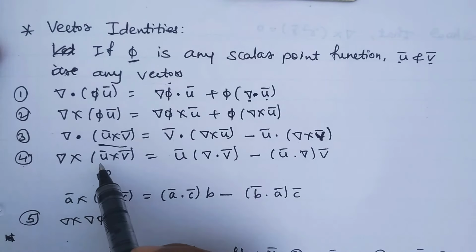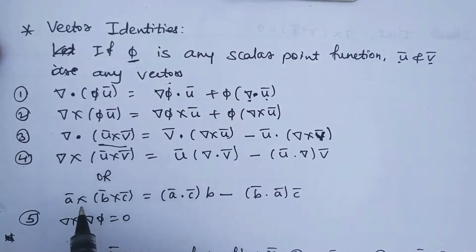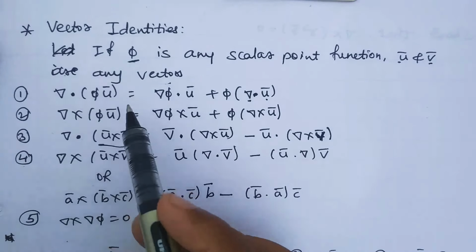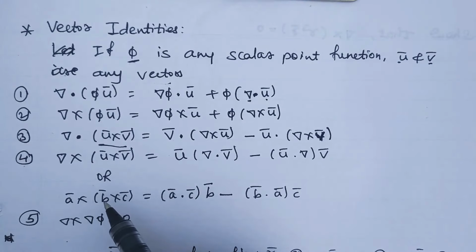Now the fourth identity can be written in terms of three vectors a bar, b bar and c bar. So a bar cross b bar cross c bar can be written as a bar dot c bar into b bar minus b bar dot a bar into c bar. And the fifth identity, del cross del phi is equal to 0. So these are the 5 identities. These are very important identities. By using these identities we have to solve different examples.